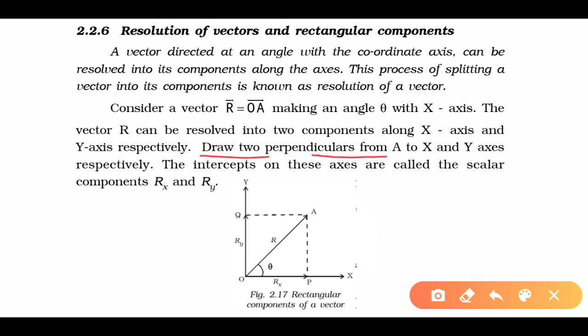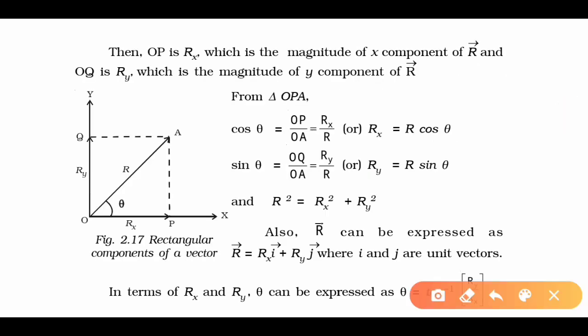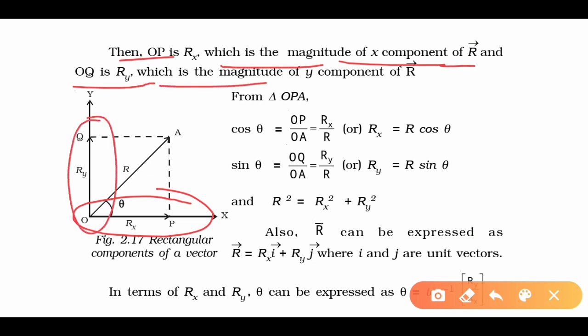Draw two perpendiculars from A to the x and y-axis respectively. The intercepts on these axes are called the scalar components Rx and Ry, as shown in the figure. Then OP is Rx, which is the magnitude of the x component of R vector, and OQ is Ry, which is the magnitude of the y component of R vector.